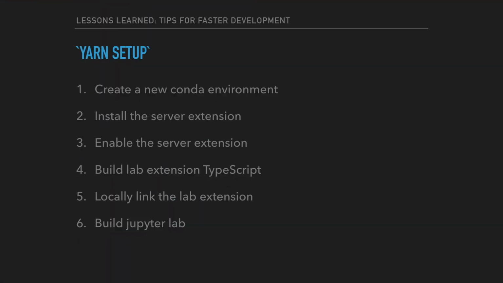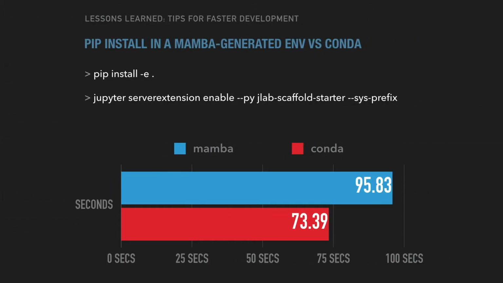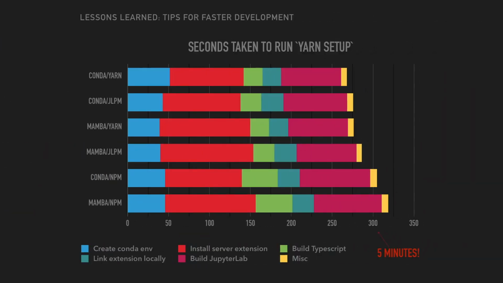But there's this weird thing, and a little bit of backstory. We have this setup script that creates a Conda environment, installs the server and lab extension and links them, and builds JupyterLab. It takes about 5 minutes. And obviously Mamba jumps out to a fast start. But when we go to install the server extension locally, a Mamba generated environment takes a really long time versus a Conda one. So I was interested in all the permutations of the different package managers, and so I decided to run my setup script with all of them, and it turns out Conda and Yarn is the fastest. But an asterisk on that, I think Mamba really will be faster, and there's some weird bug. One thing is for sure, don't use NPM, it's super slow.